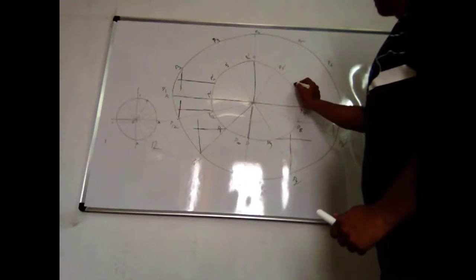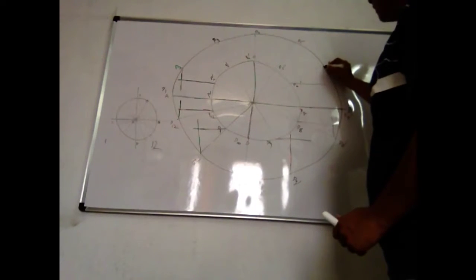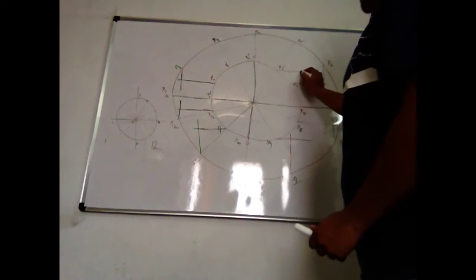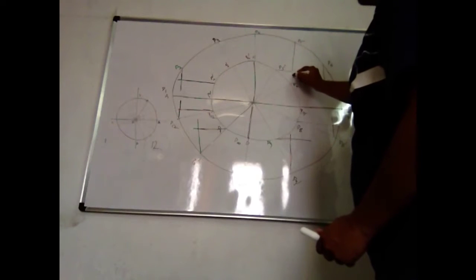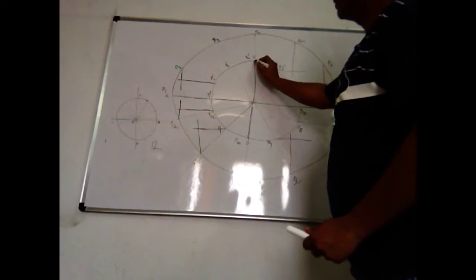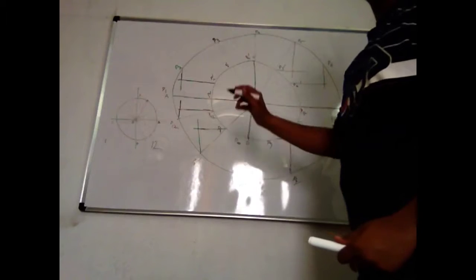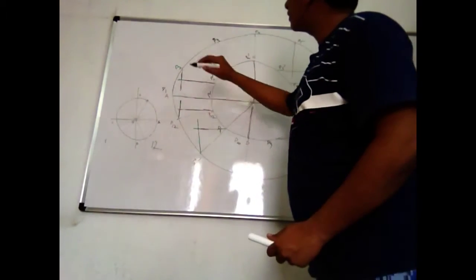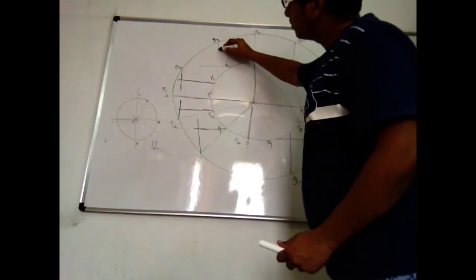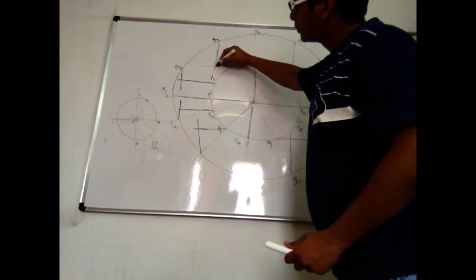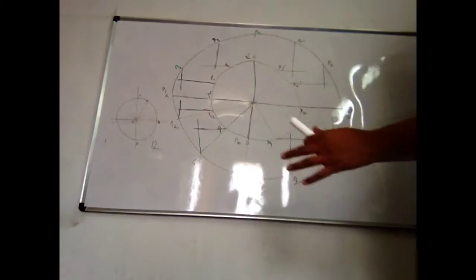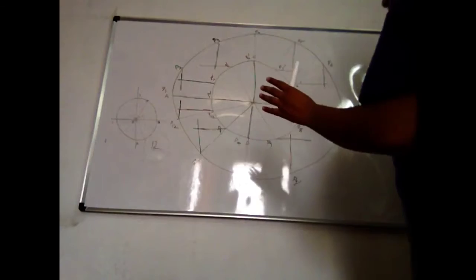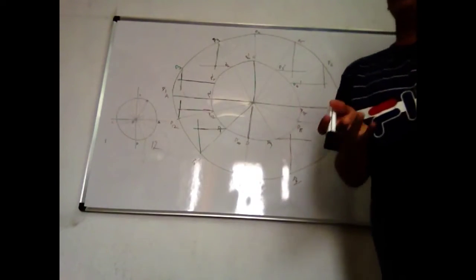Here from P6 dash, and the vertical comes down from P6. From P5 dash horizontal, from P5 the vertical comes down. Whereas P4 dash is already the end of the minor axis, so you can just mark it. And P3 dash, the horizontal goes and the vertical comes down from P3. So now you have marked 12 different points. You need to join all these points to get your required ellipse.